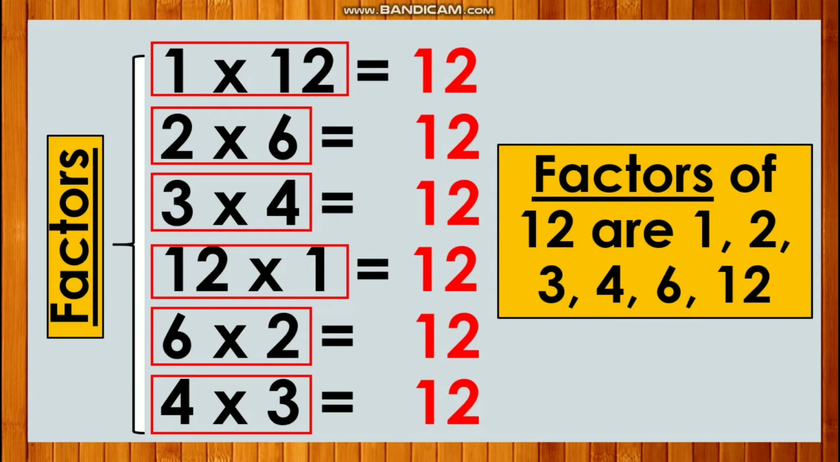Let's try the next factor, 2. If we divide 12 by 2, the answer is 6. Still no remainder. Let's try 3. If we divide 12 by 3, the answer is 4 and no remainder. If we divide 12 by 4, the answer is 3 and no remainder. And it is the same with the other factors. Okay? So do you get it?